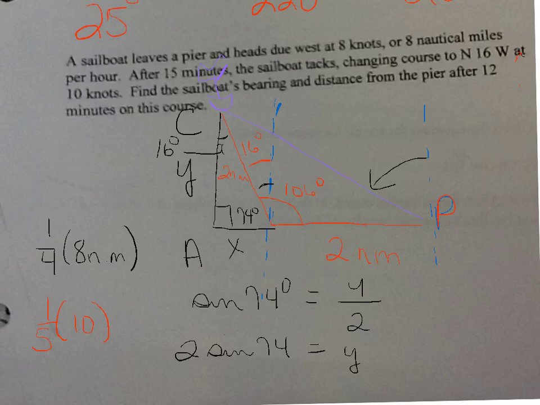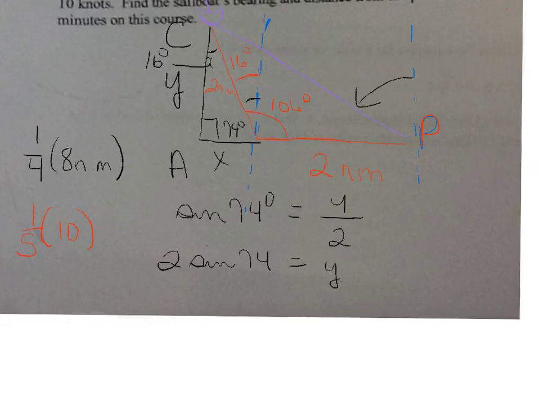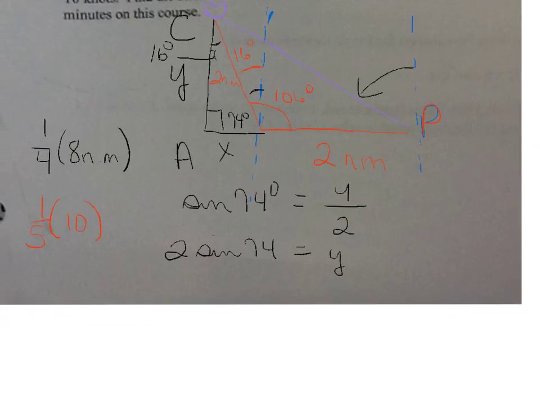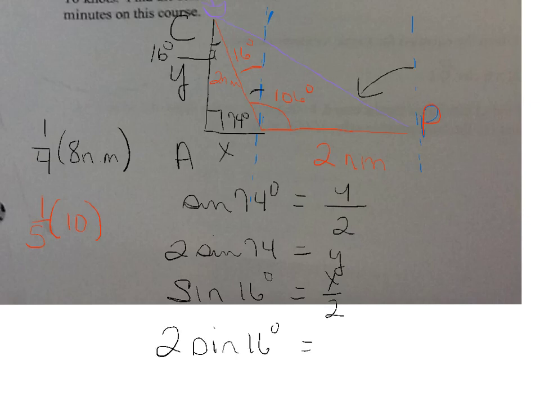Okay, let me move this up just a little bit. Now it's going to get brighter again because I've run out of the picture. How can I find what x is? Sine of 16 degrees equals what? x over 2. So twice the sine of 16 degrees is equal to x.